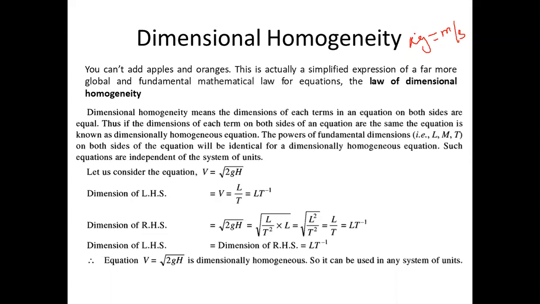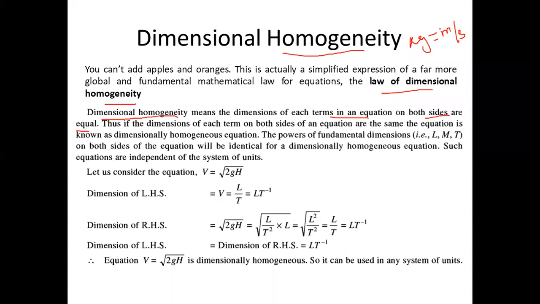Am I clear? So basically this is what dimensional homogeneity also says, that if I have an equation, the dimension on LHS and RHS should always be the same. That is, you can say, dimensional homogeneity or law of dimensional homogeneity, fine. You can read it here also, that it is written, dimensional homogeneity means dimension of each term in an equation on both sides are equal, fine.